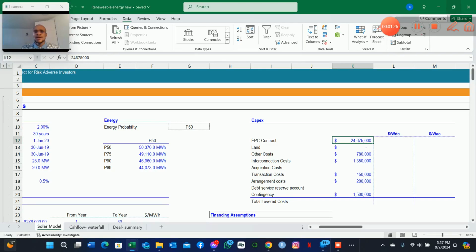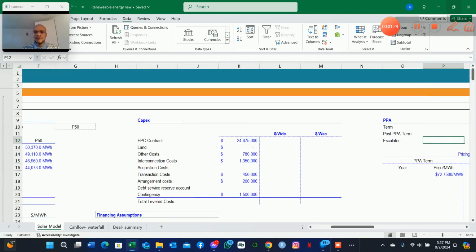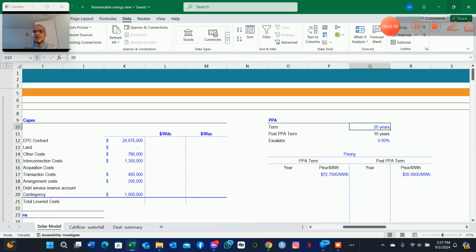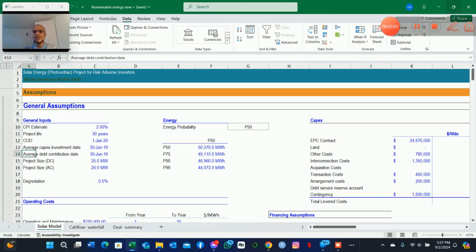Also, we have another key definition there for what we call the power purchase agreement, which is the PPA term. So the power purchase agreement is governed by the selling of energy to a third party or to an end user. So the end user could be a utility firm, or it could be a commercial or industrial consumer. And then we have what we call the PPA term, which is just the term of this PPA contract.